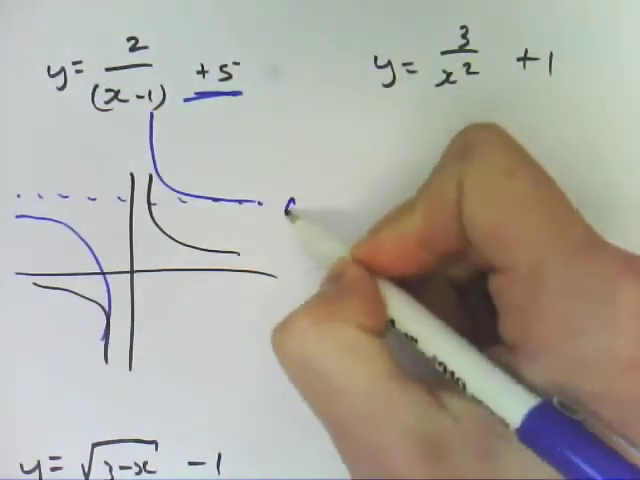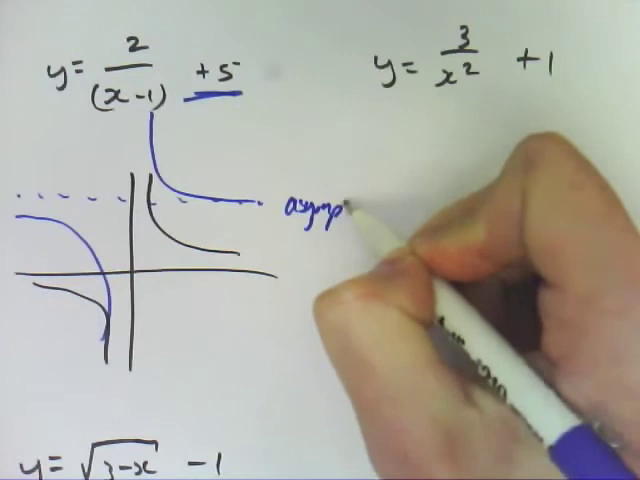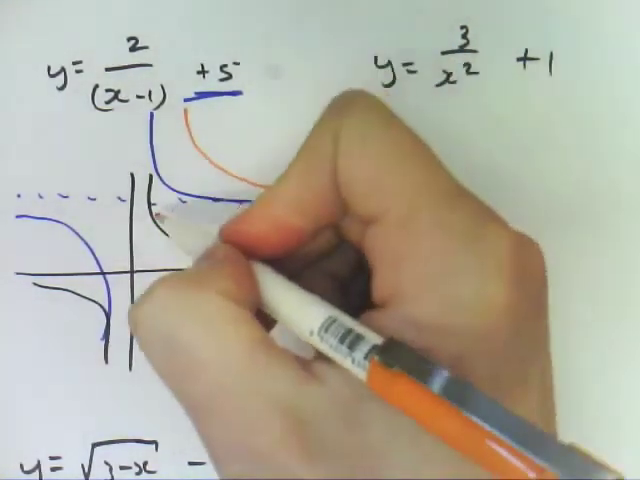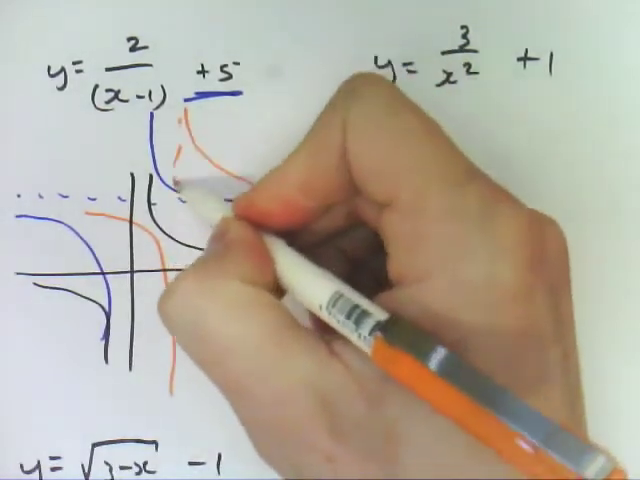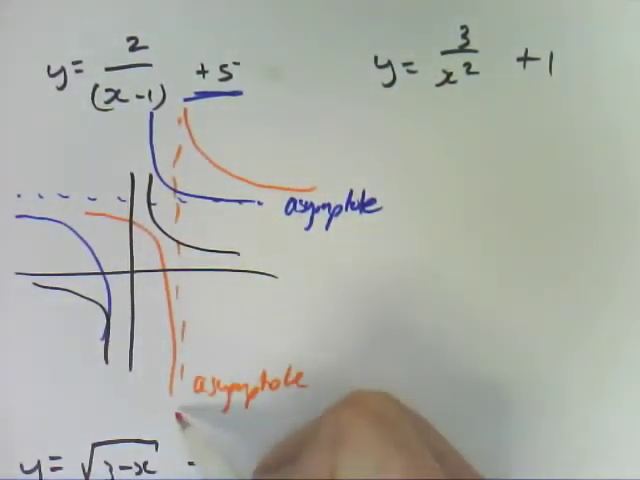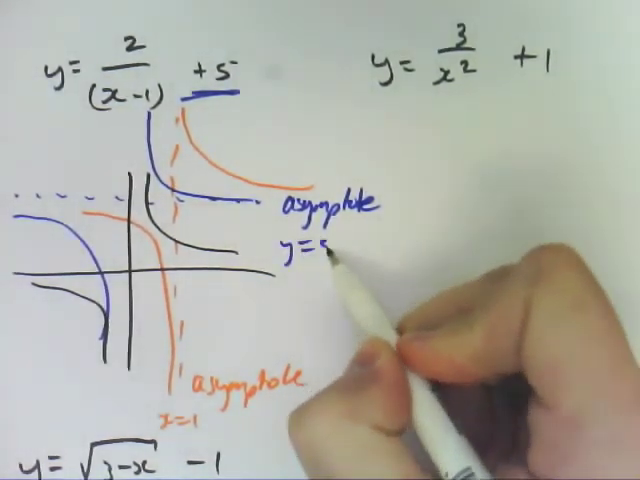We get what is called an asymptote, a line that it approaches but never touches, at 5. I'm then going to shift it plus 1, so I'm going to shift it this way, and we get an asymptote here at x equals 1. And the other asymptote is at y equals 5.